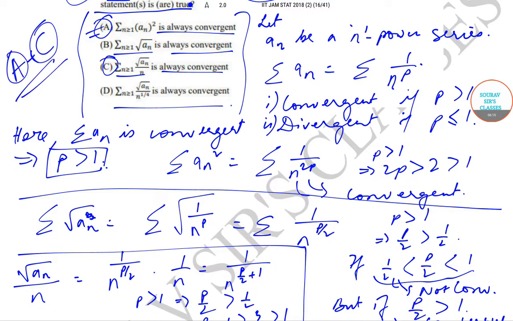So today we have solved question number 32 from the IIT JAM Mathematical Statistics question paper of year 2018. We will be solving the next questions in the subsequent videos.